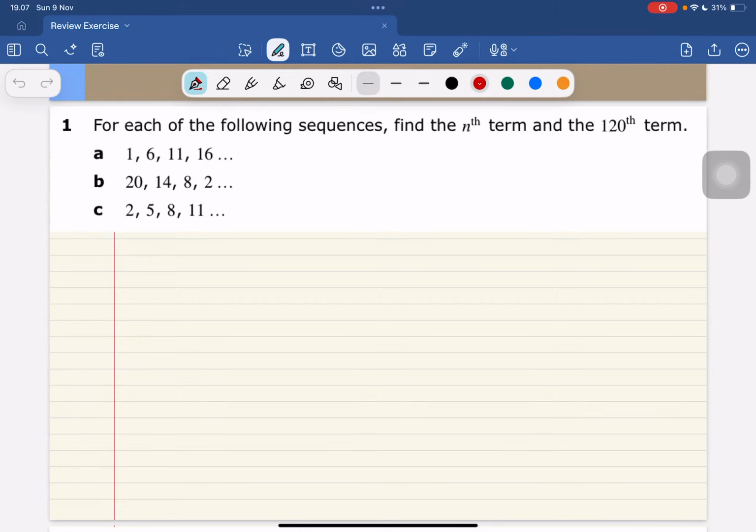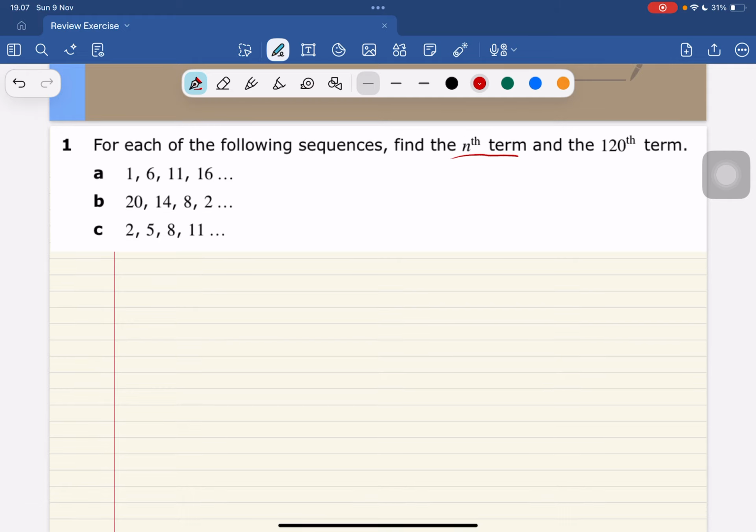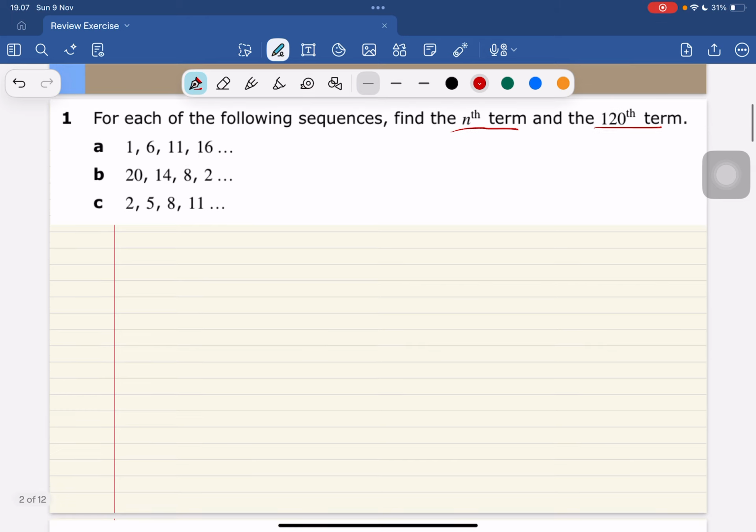Hi, in this video, I'm going to solve practice questions for the review exercise on sequence, sort, and set. Look at number 1. For each of the following sequences, find the nth term and the 120th term. So let's start with A.